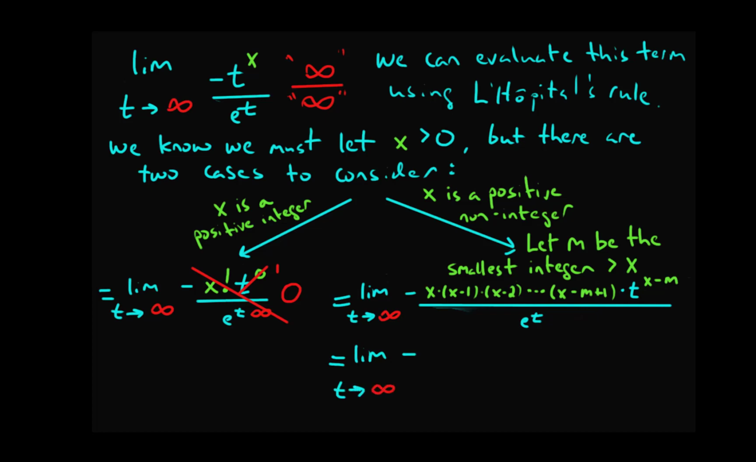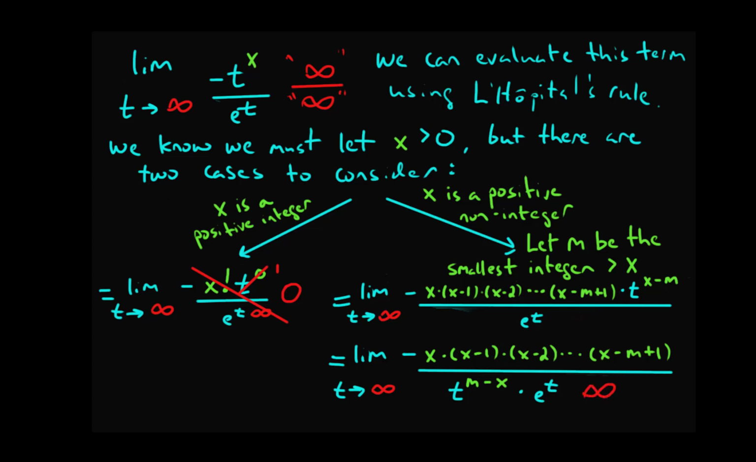This equals the limit as t approaches infinity of negative x times x minus 1 times x minus 2, all the way down to times x minus m plus 1, all over t to the m minus x, right? Because we made m the first integer greater than x, when we take t to the x minus m, that's a negative exponent, so we negate it and put it in the denominator. So this is all over t to the m minus x times e to the negative t.